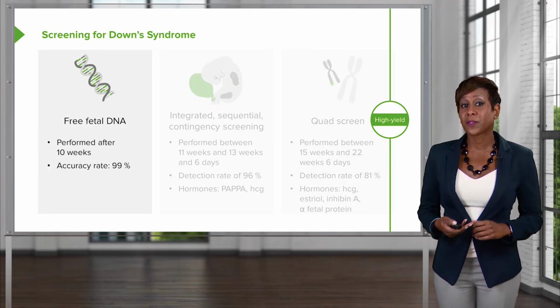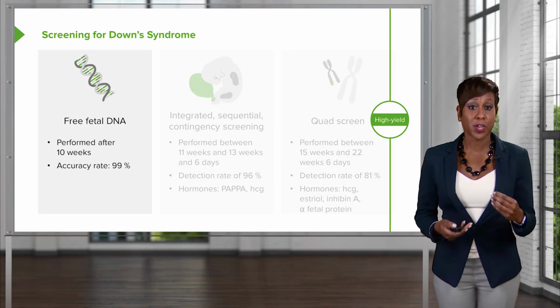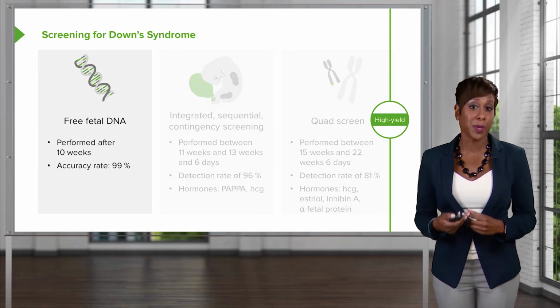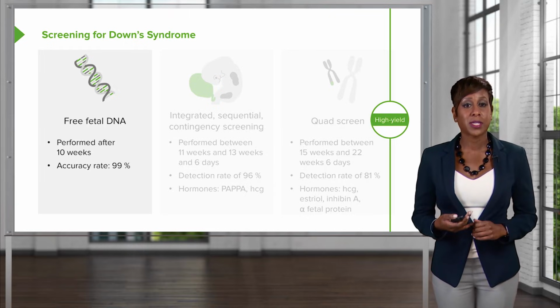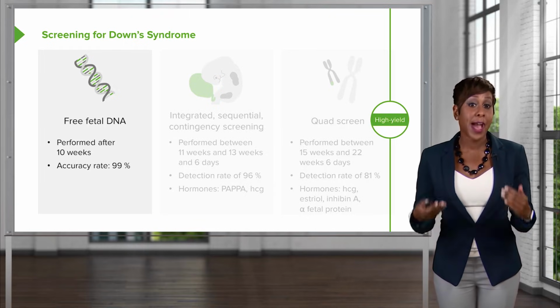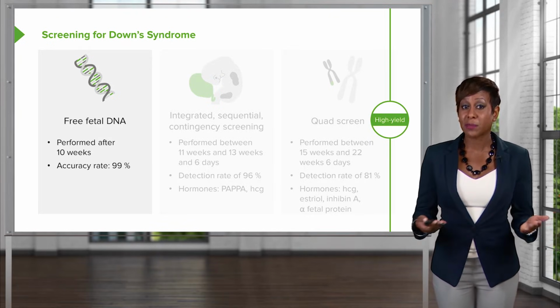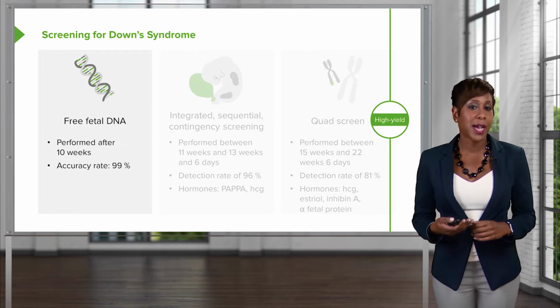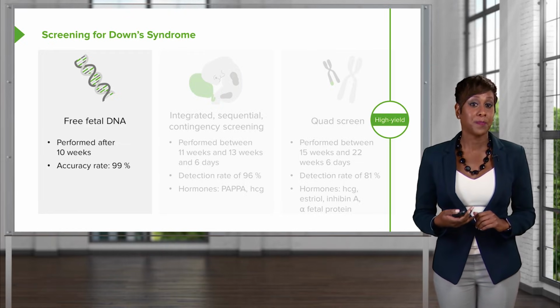So the first is the free fetal DNA test. Basically, we have found that there's free fetal DNA circulating in mom's blood. So mom's blood is drawn, usually after 10 weeks of gestation, and you're able to see the actual karyotype of the fetus. So you know with 99% accuracy if the fetus has Down syndrome. You're also able to find out the sex of the baby at that time.